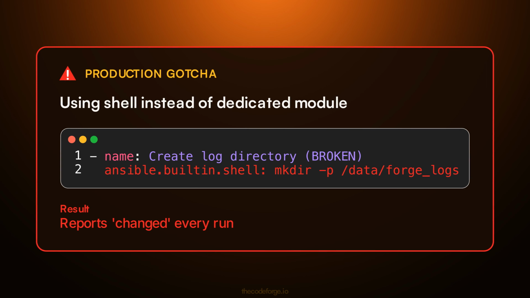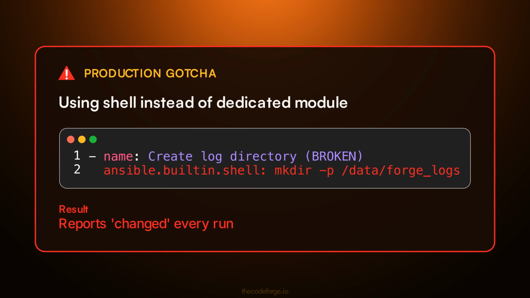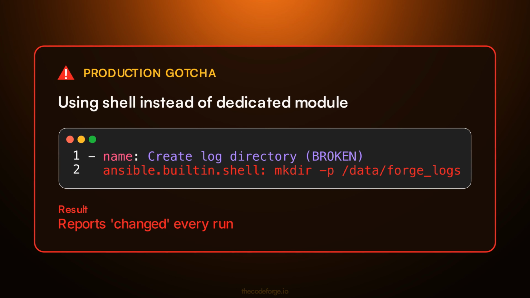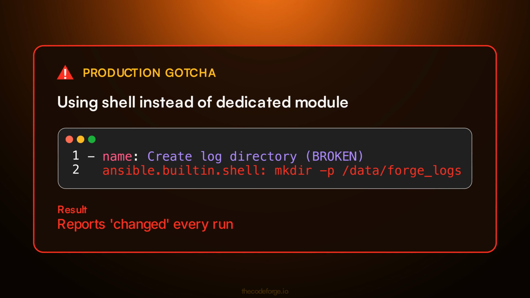The shell module runs the command every time, unconditionally, and always reports changed. After 30 days of cron runs, you'll have 1440 identical changed entries in your CI log, making it impossible to distinguish real changes from noise. Always use the file module for directory creation.